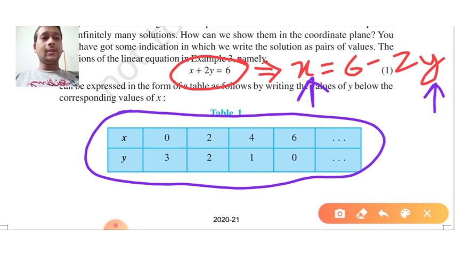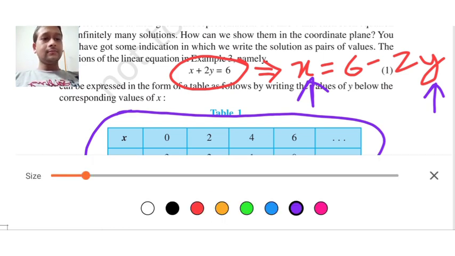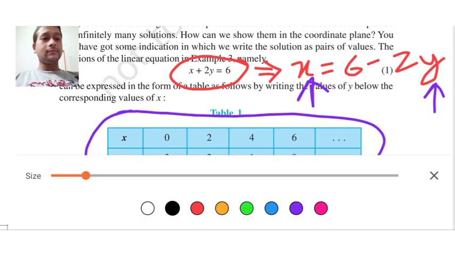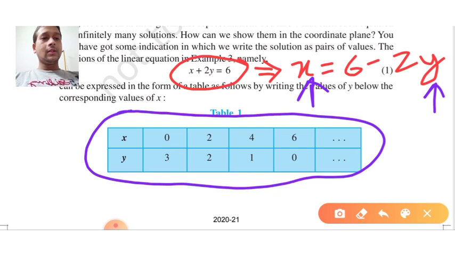Or you can say, yes, this is the way. So for this example, I will come to this example. See, when the value of y was given to be 3, it will be 6 minus 2 into 3, meaning 6 minus 6 equal to 0. So x will become 0.